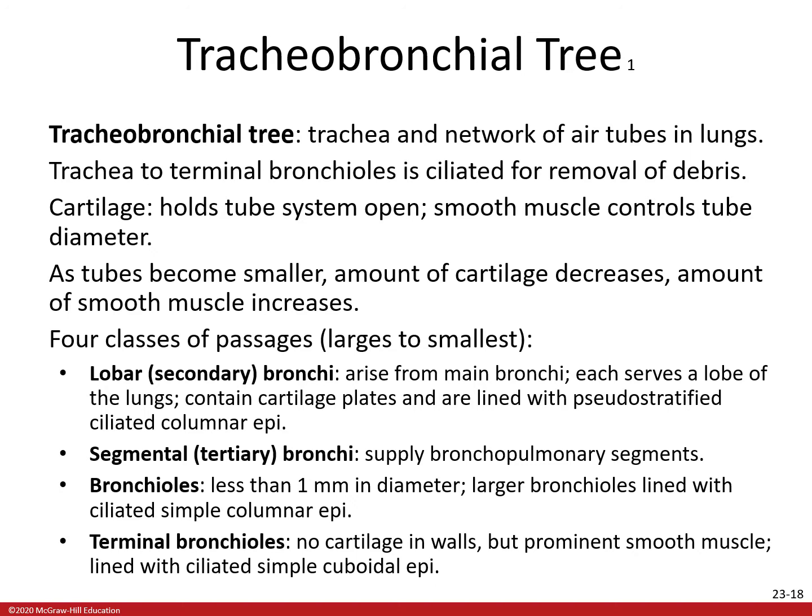So you have the lobar, or what we call in lab the secondary bronchi. The segmental or tertiary bronchi just continue to get smaller, splitting off and branching off. Then we have the bronchioles, which are going to be very small, and last but not least, the terminal bronchioles, which will then interact more closely with your alveoli.